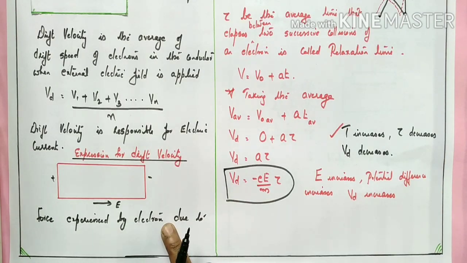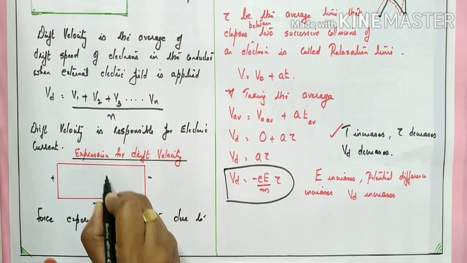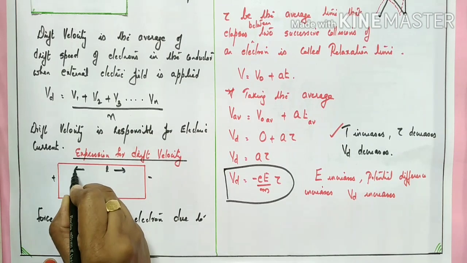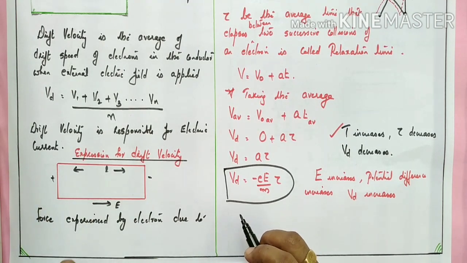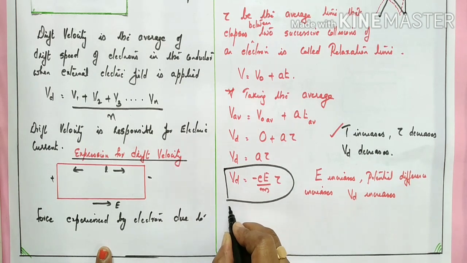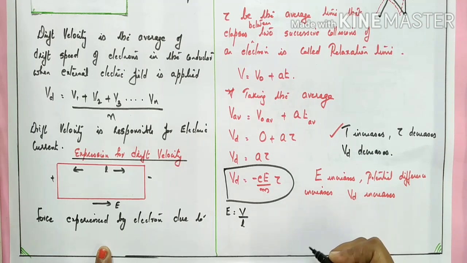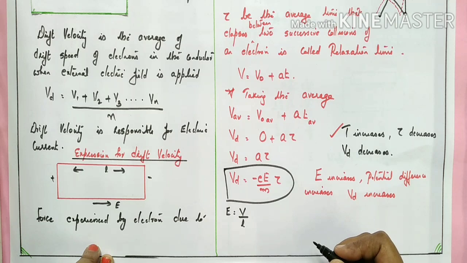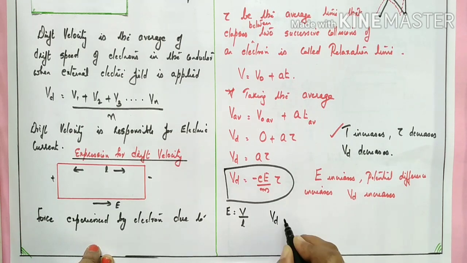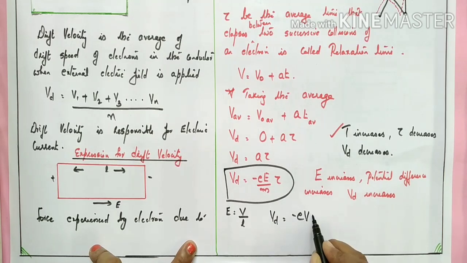From this we can write one more relation. Let L be the length of the conductor. Now what is the relation between electric field and potential difference? We have E equal to V divided by distance, so E equals V by L. Hence drift velocity can also be written as Vd equals minus eV tau divided by mL.